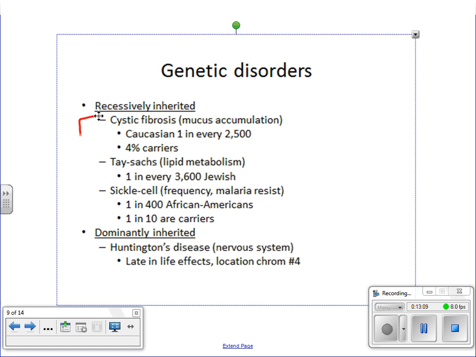Some recessively inherited traits are cystic fibrosis, and Tay-Sachs disease, where you actually collect a lot of lipids and you're not able to metabolize those lipids, and then those lipids actually end up killing you pretty young in age. And then sickle cell anemia is also another recessively inherited trait. However, this trait is pleiotropic. And being pleiotropic, it has a lot of different effects. It actually has a few different effects on an individual who has it.